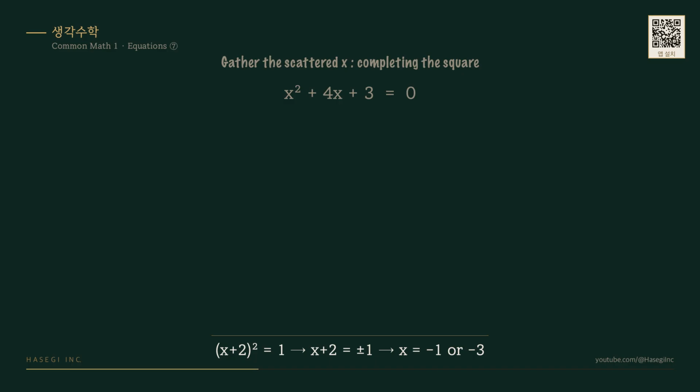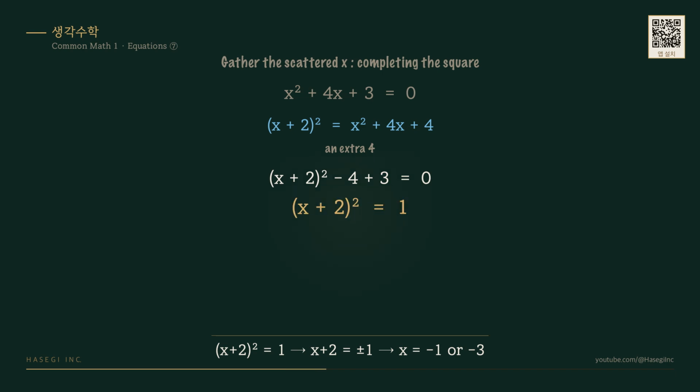Looking at x squared plus 4x, think of x plus 2 all squared. Expanding that gives x squared plus 4x plus 4, so there is an extra 4. That means the original is x plus 2 squared minus 4 plus 3. Tidying up, x plus 2 squared equals 1. Now there is only a square left, so it solves immediately. x plus 2 is plus or minus 1, which means x is negative 1 or negative 3.